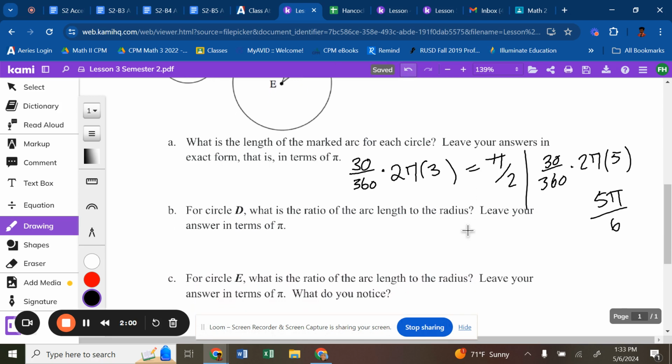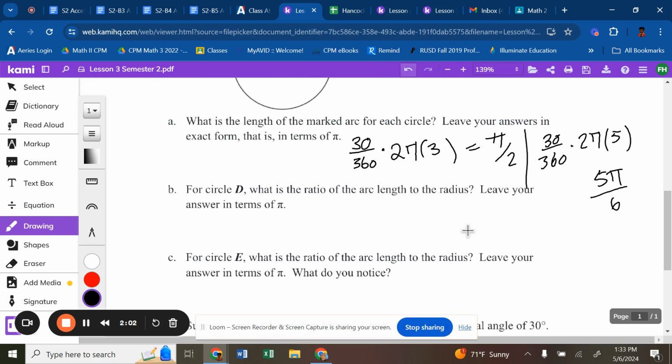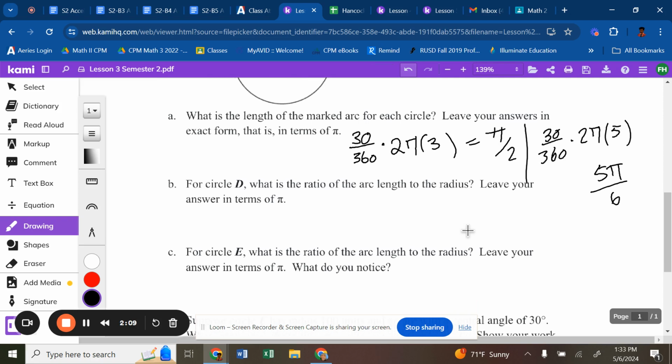Now, these problems actually go pretty simple. Again, for this one, we're just looking at the arc length of the crust, but now we're going to look at the ratio of the arc length to radius. What we're going to do is find the ratio, starting with pi over 2. So that's our answer for circle D, pi over 2. And then we're going to divide that by our radius, 3. This is going to help us find a ratio. This will give us pi over 6.